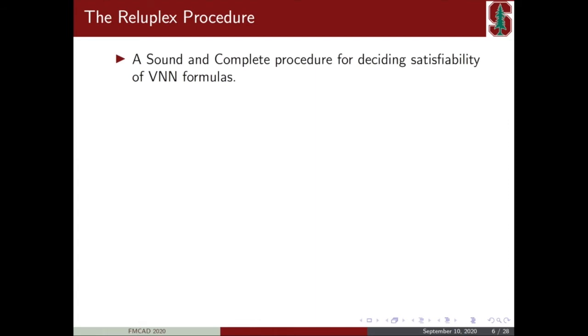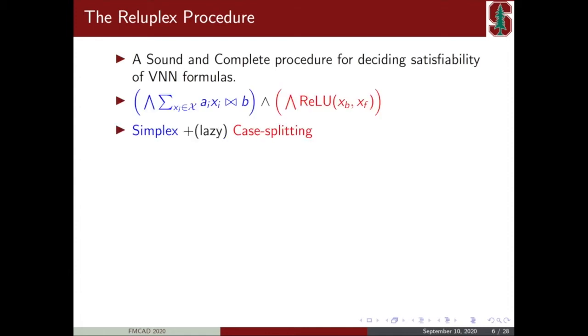The satisfiability of VNN formulas can be decided by the Reluplex procedure. It operates by eagerly handling the linear portion of a VNN formula using a simplex algorithm, with the hope that the piecewise linear portion of the problem is not relevant. If the problem cannot be resolved by only looking at the linear portion, we perform case splits on the values and handle the resulting cases independently. The procedure also interleaves the search with bound tightening techniques to prune search space and avoid case explosion.